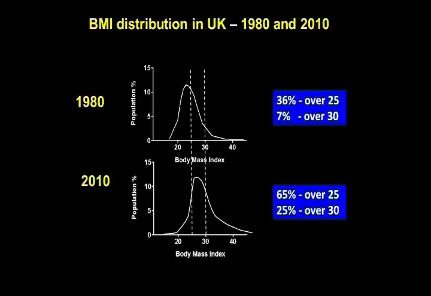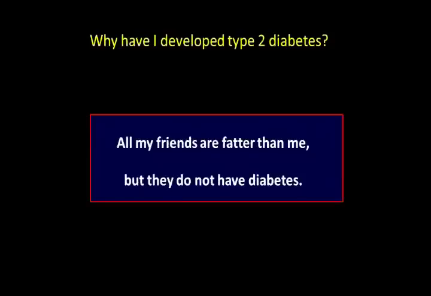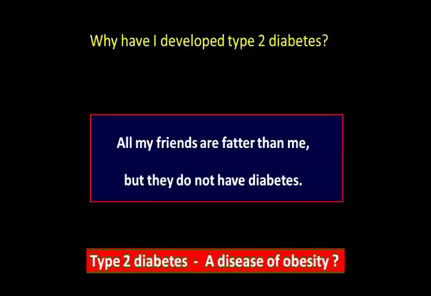Now, we can store this information and use it to understand type 2 diabetes. It brings up the seminal question, and a question which those of you in the audience who are doctors will have been asked at some time. And some of those people with diabetes may well have asked it. Why have I got type 2 diabetes? All my friends are fatter than me, and yet they don't have diabetes. Just what's going on here? In fact, it might even raise the question of whether this concept of obesity causing diabetes is correct. Is type 2 diabetes a disease of obesity?